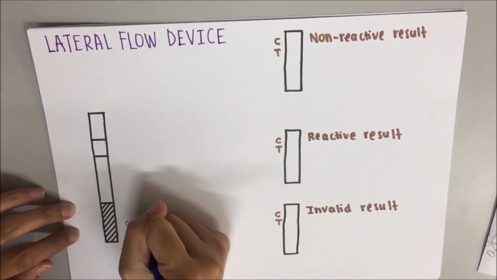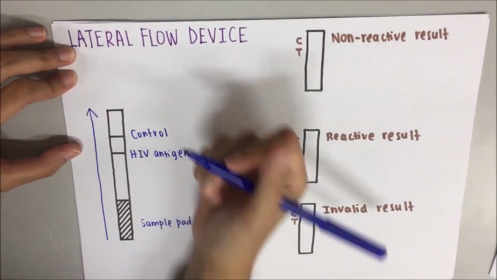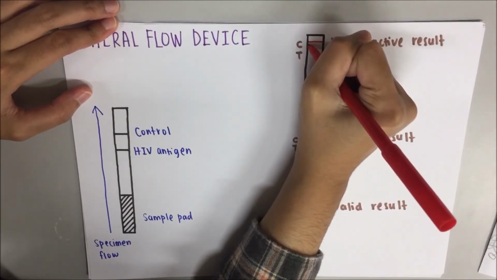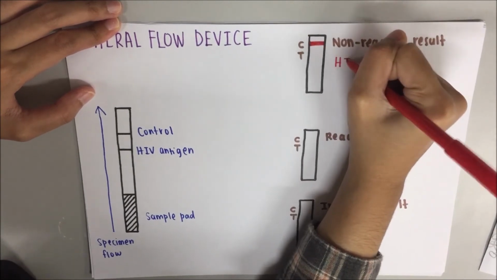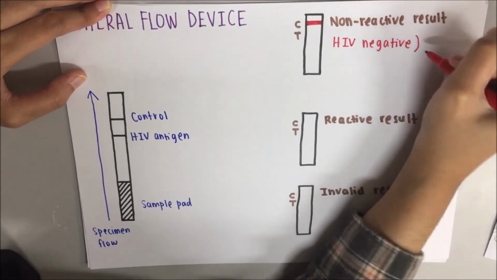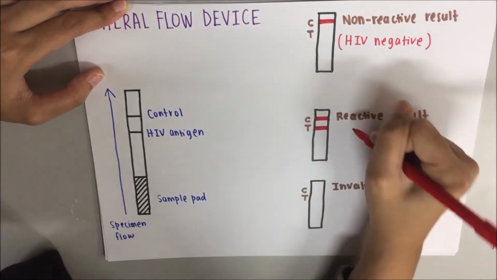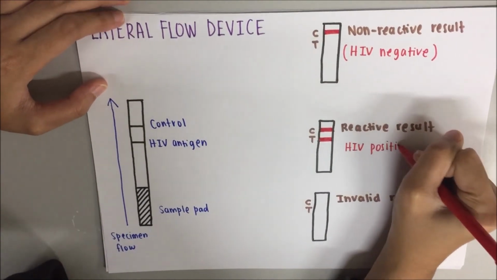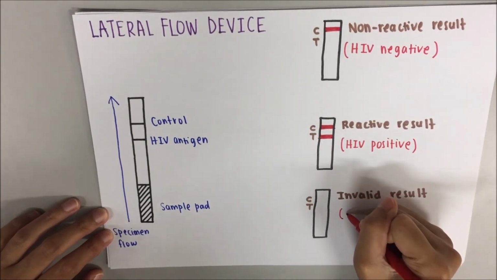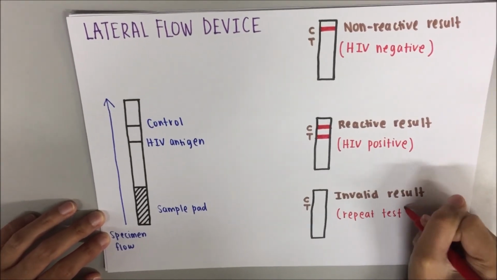Immunochromatography involves a line test which uses lateral flow devices. HIV negative shows a non-reactive result where only the control area shows the line. Next, HIV positive will show a reactive result with a line in both the control and the test area. If there is no line showing, the result is invalid and requires test repetition.